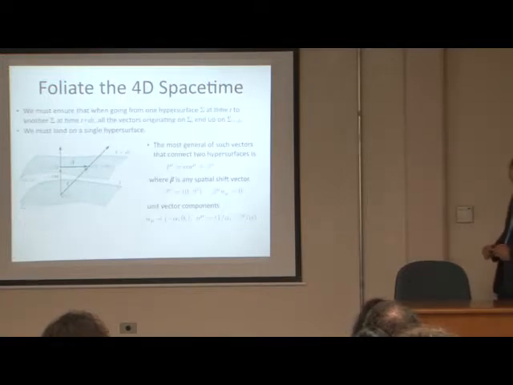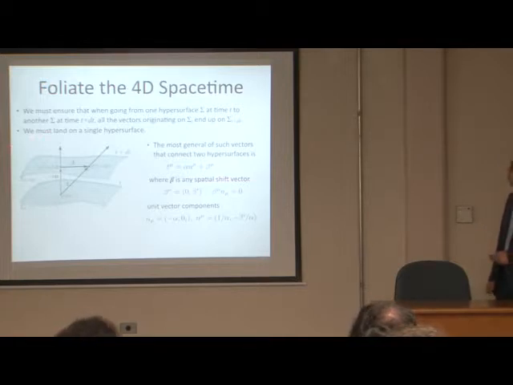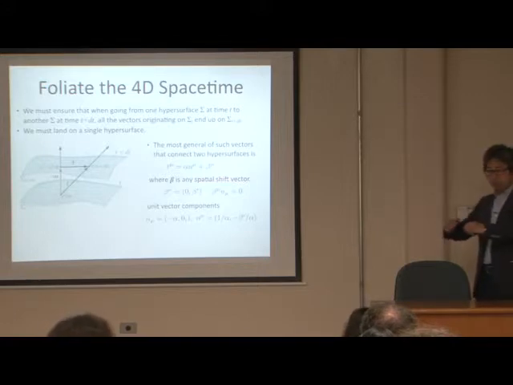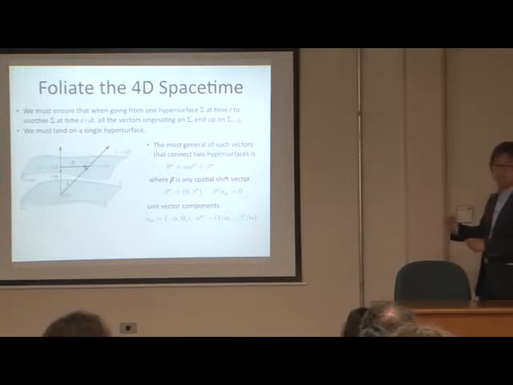We must ensure that when going from one hypersurface, sigma at time t, to another, sigma at time t plus delta t, all the vectors originating from sigma t end up on sigma t plus delta t. So we must stay on a single hypersurface every time, because our simulation goes from one time slice to the next time step, and all quantities are updated on the next hypersurface. If it doesn't land on the same single hypersurface, this assumption is broken.